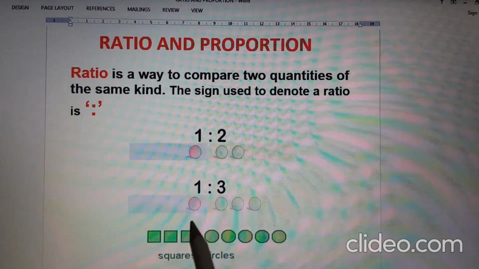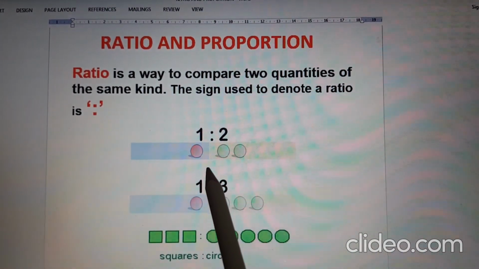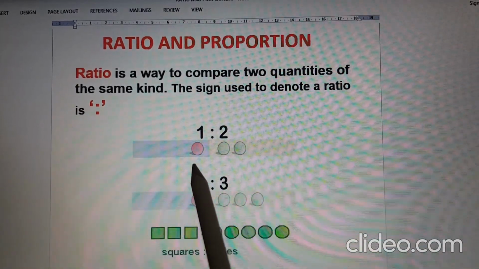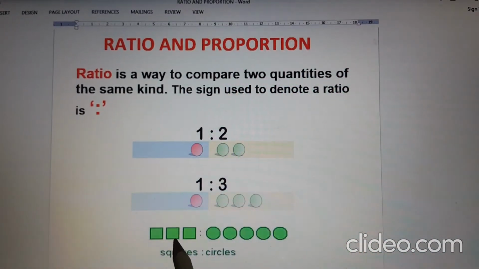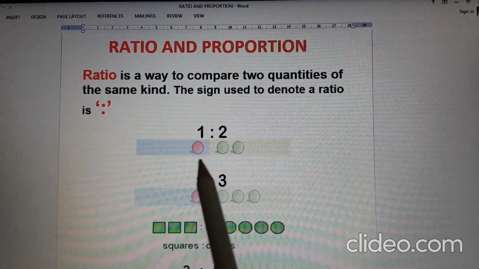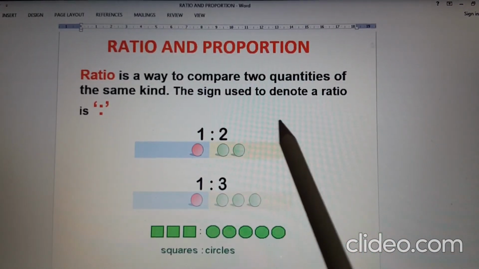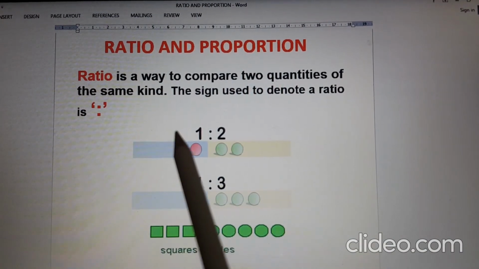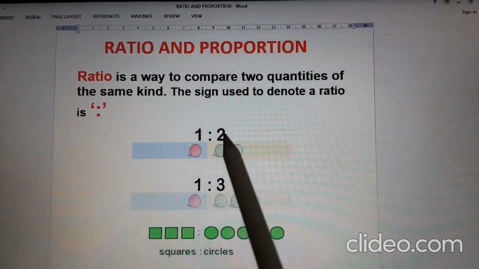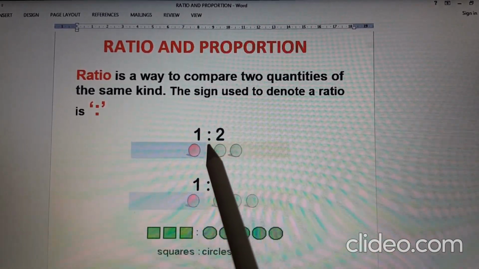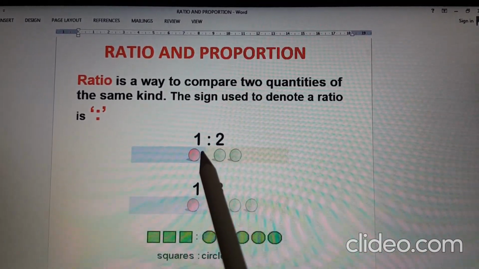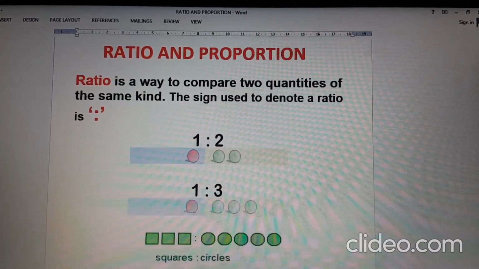What we have done here, we have compared two quantities. Here we have compared pink ball and green balls. Here we have compared squares and circles. So what is ratio? It's the way to compare two quantities of the same kind. And the sign used to denote a ratio is colon. This colon we use to denote ratio between two numbers or quantities.